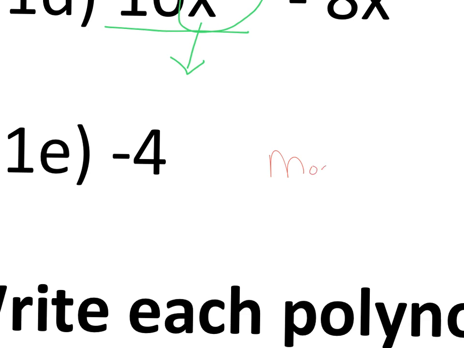Okay. All right, and then the last one here I gave you, hopefully it's a number, so you knew it was a monomial. Okay, now the degree, there is no degree on a number, okay, because there's no variables.